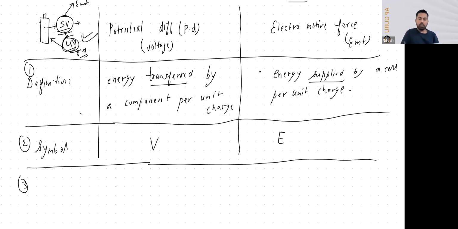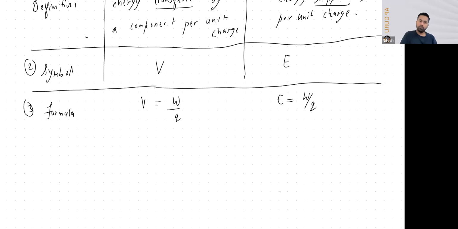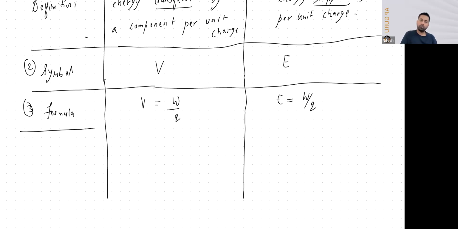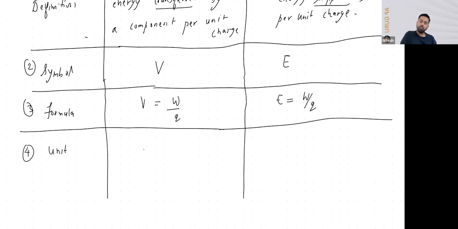Now, talking about the formula, there is no change in the formula. The formula looks exactly the same. Here, it's work done per unit charge, and here also the EMF is work done per unit charge. Point number four, both have the same unit. This is measured in volts, and this is also measured in volts. There's no difference in that.